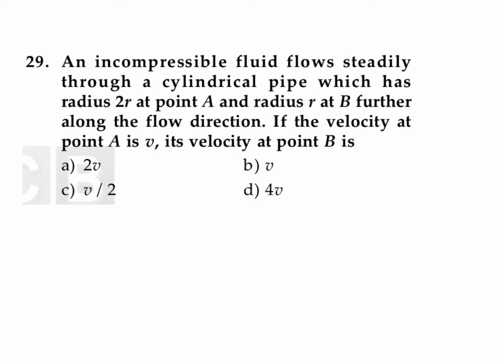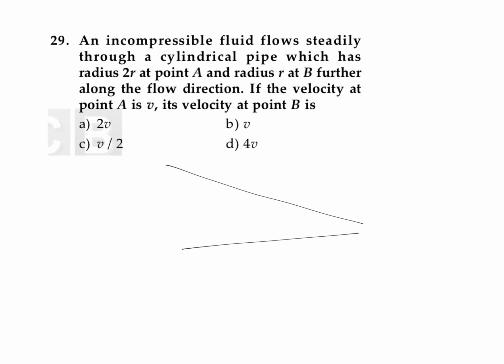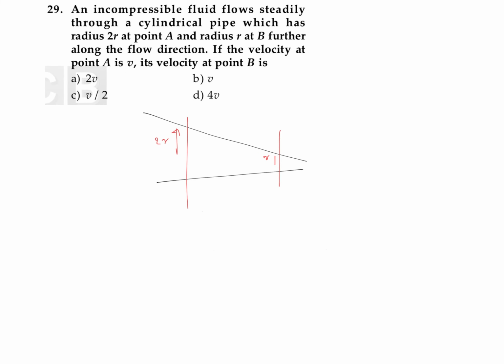So in this question it is given that an incompressible fluid flows steadily through a cylindrical pipe which has a radius 2r at point A. So consider that at a particular point its radius is 2r, and at another point its radius becomes equal to r. So let's say the radius of this point is equal to 2r and the radius over here is equal to r, and the velocity at point A is v.